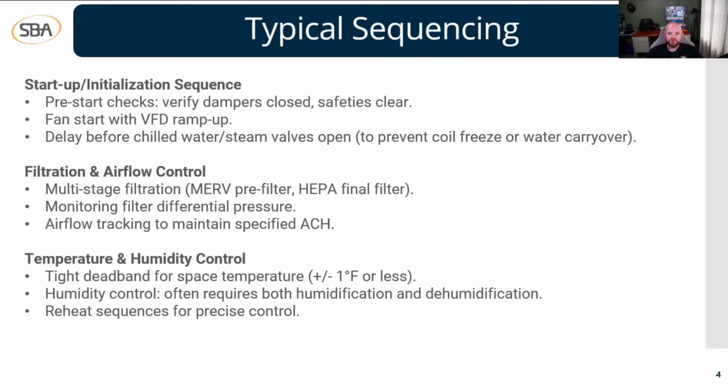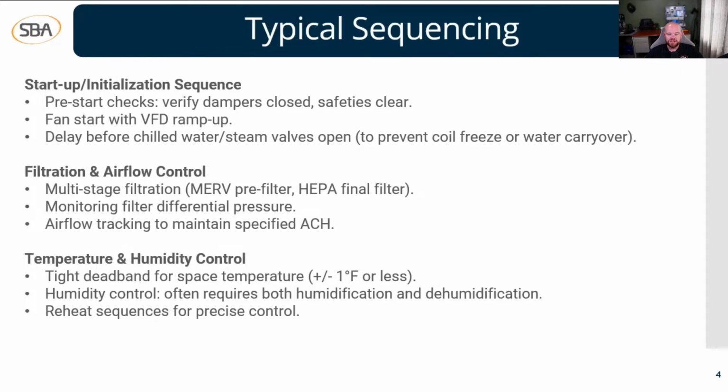If all those are good, then we start the fan with, typically nowadays, variable frequency drives to speed up and slow down our fans. So in this instance, we have a VFD driven supply fan. We've gotten through our pre-check with the dampers and the safeties. Now we're starting our fan, ramping it up slowly from 0 hertz all the way up to whatever the room air pressure needs to be. Then after the fan comes on, we get a delay before the chilled water, steam, or hot water valves, whatever you may have in your unit, start to open or modulate to handle our room conditions.